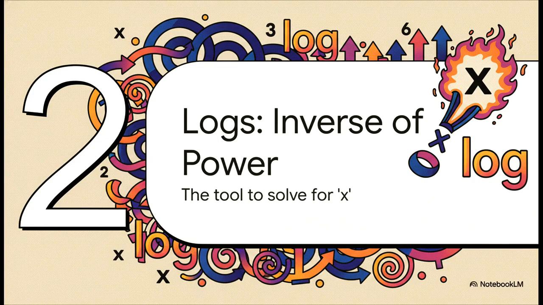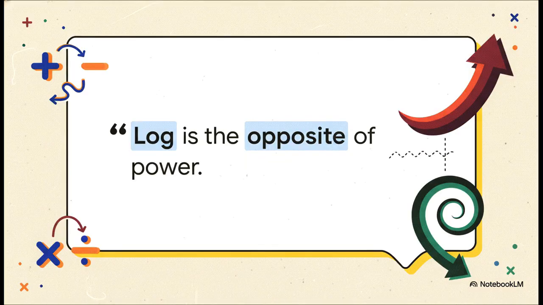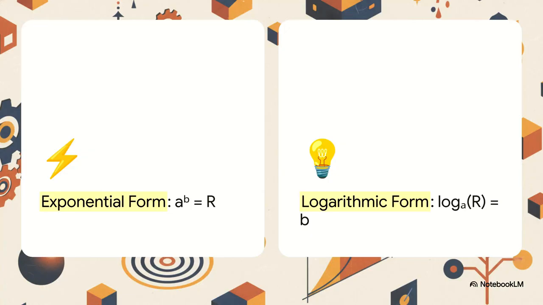All right, now that we're warmed up with our power rules, it's time to introduce the main event, the logarithm. This is the magic tool that finally lets us get that x down from the exponent and solve the problem. If there's only one thing you remember from this whole explainer, let it be this. Logarithms are the opposite of powers. They undo each other. They're inverse operations, exactly like how addition is the inverse of subtraction or multiplication is the inverse of division. And this relationship right here is everything.